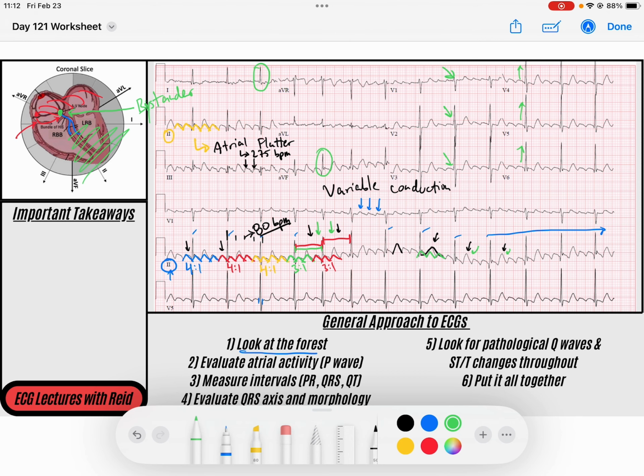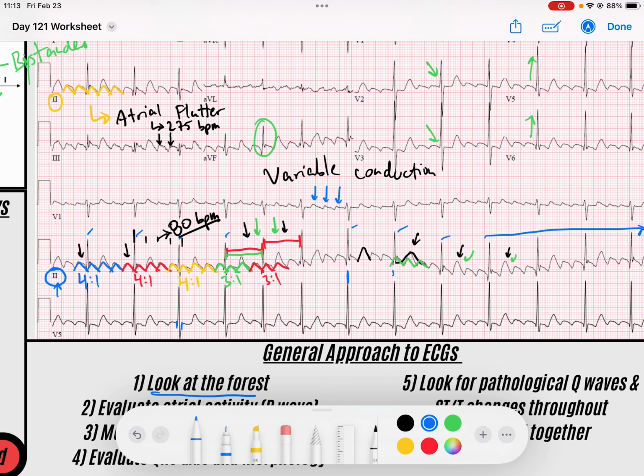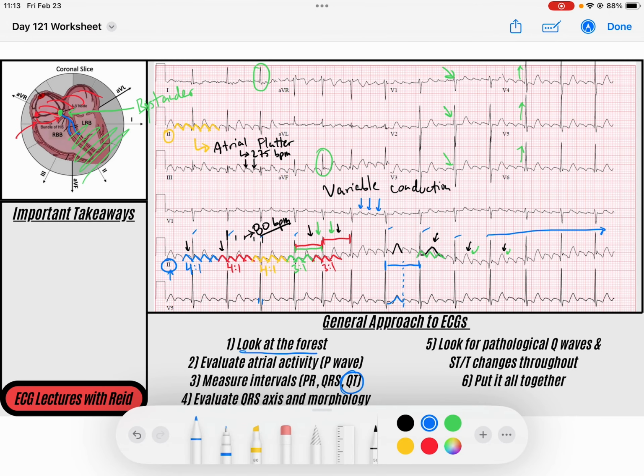We're going to look at our QT interval, right? We're going to measure our R to R intervals. We'll find the midway point, and we'll make sure that that T wave ends by that point, which it does. We look for pathological Q waves, which we don't see any. That tells us if there's a previous MI in a certain distribution. And we also look for ST and T wave changes, like T wave inversions or ST elevations or depressions, to look for ischemia or infarction, and I don't see any of those either.